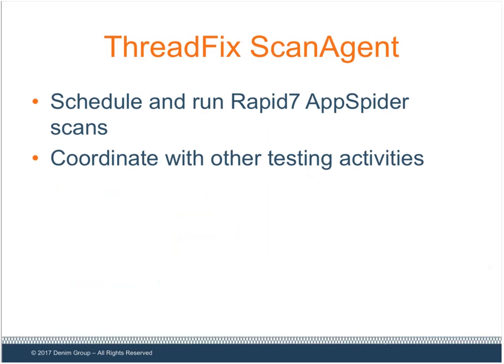In addition, with ThreadFix, we have what we call our scan agent technology, and that lets you centrally schedule and run AppSpider scans from ThreadFix, so you can coordinate that with other testing activities. If you're doing AppSpider testing, or static testing with some other tools, you can coordinate that centrally from inside of ThreadFix. That lets you take more advantage of the testing capabilities of Rapid7 AppSpider and hopefully deploy that against more applications in your portfolio and do that in a much more time-efficient manner.